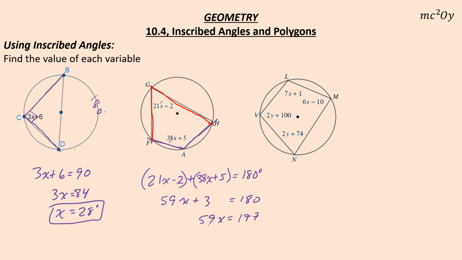So 59x equals 177. 59 goes into 177 3 times. Okay, so I substitute 3 in and add the 2 up, I get 180 there.